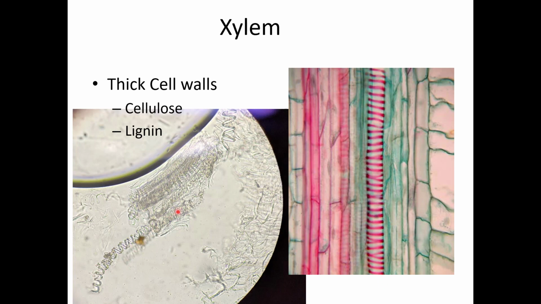And here's what they look like when you don't stain them. You can see that kind of corkscrew shape of those extra thick parts of the cell walls. And once again, lots of cellulose there. We learned about cellulose in Bio 1. That's what plant cell walls are made out of. But they also have lignin, which is like when you add rebar to concrete. It's an extra strength addition to the cell walls to make them extra strong.